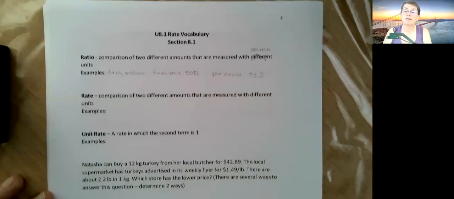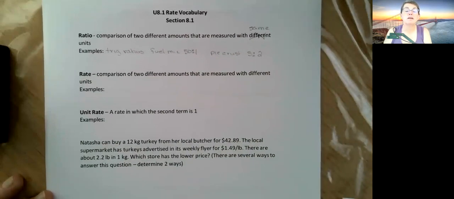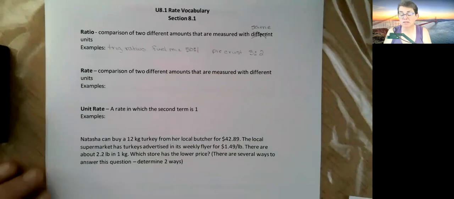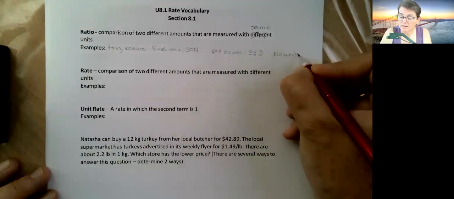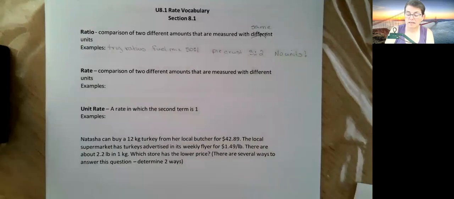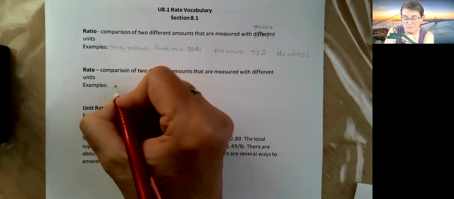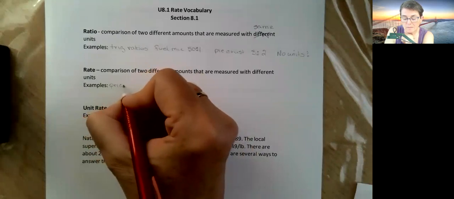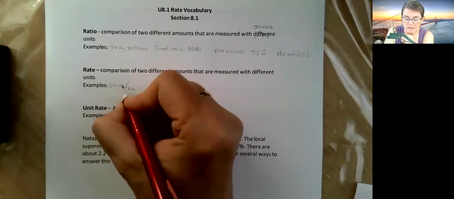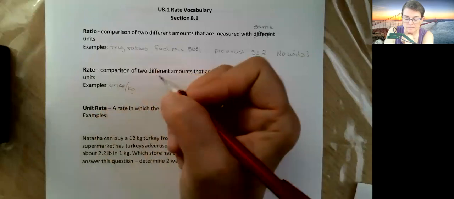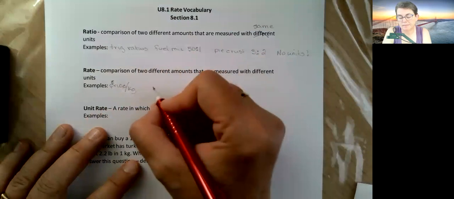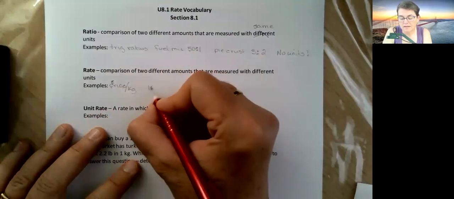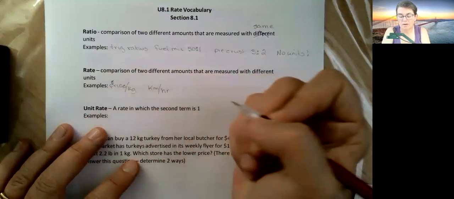Rates, on the other hand, which is what this worksheet's going to be about, are a comparison of two different amounts that are measured with different units. So this one, no units. All right, things that do. How about price per kilogram? So dollars per kilogram, kilometers per hour.